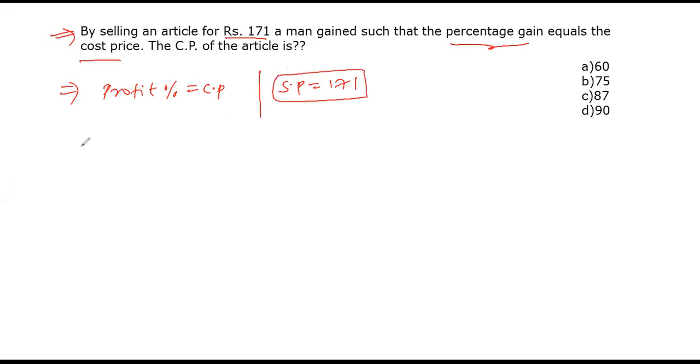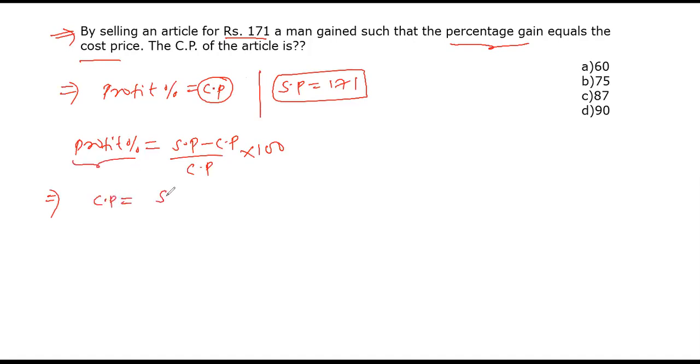Now we know the original formula, right? Profit percentage is equal to, we need to find the value of CP. So it's nothing but (SP minus CP) by CP into 100, right? Now what is profit percentage? Can I substitute it with CP? What is SP? 171. So CP equals (171 minus CP) by CP into 100. Now let us assume CP equals X for ease. X equals (171 minus X) by X into 100.